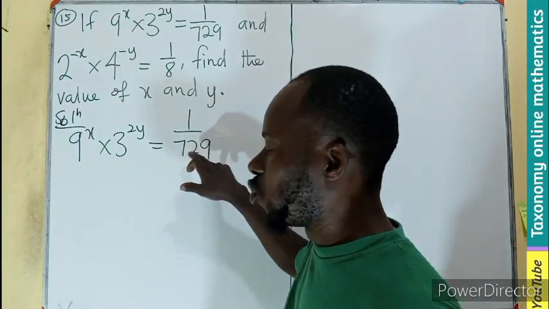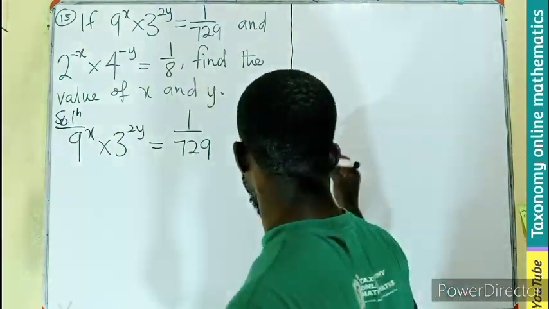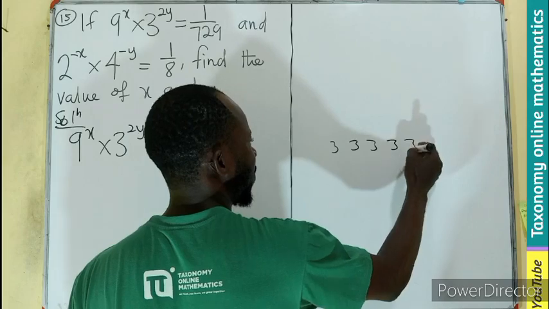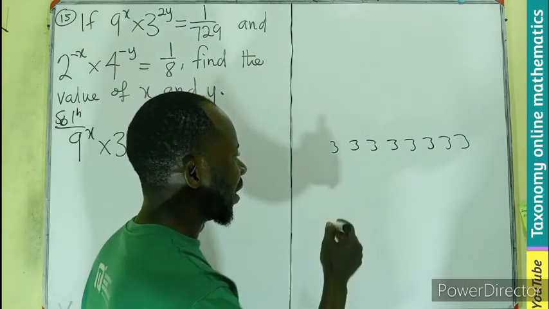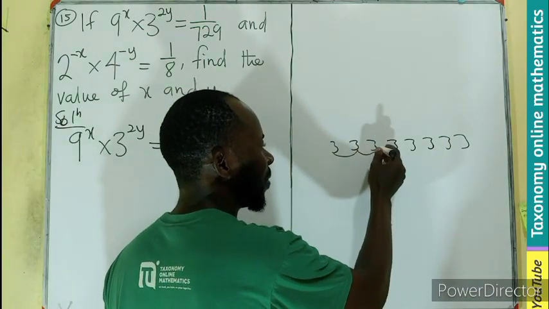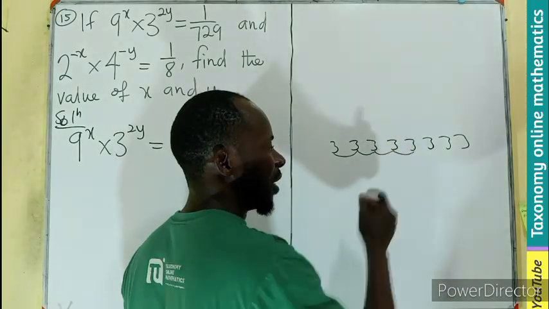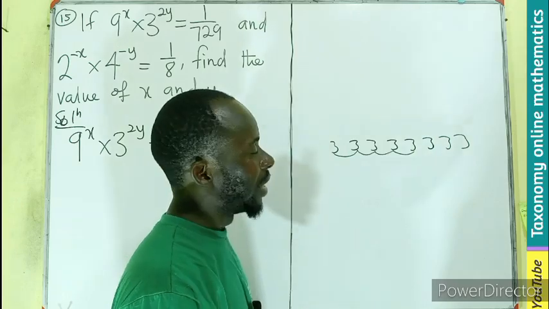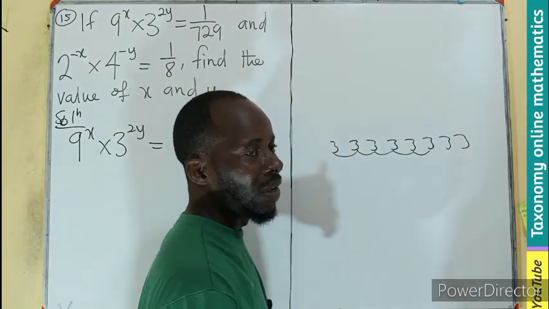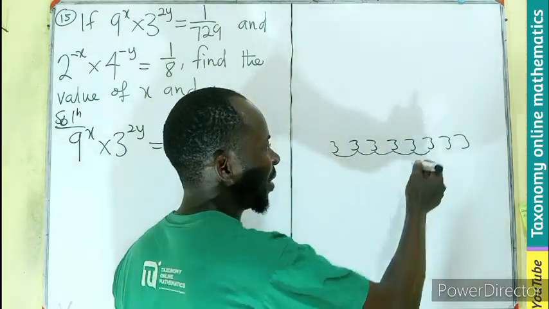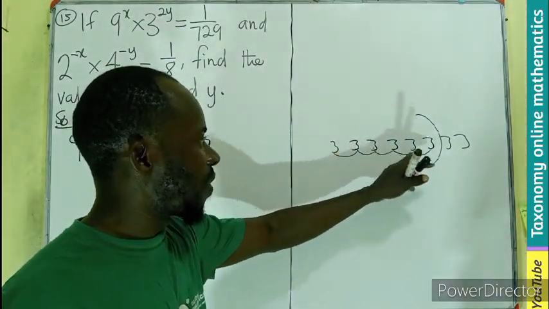Then 729 can also be expressed in terms of base 3, as in we multiply a series of 3s to see how many will give us 729. We know 9 times 3 is 27. 27 times 3 is 81. 81 times 3 is 243. That times 3 will give us 729. So this is going to be 3 exponent 6.